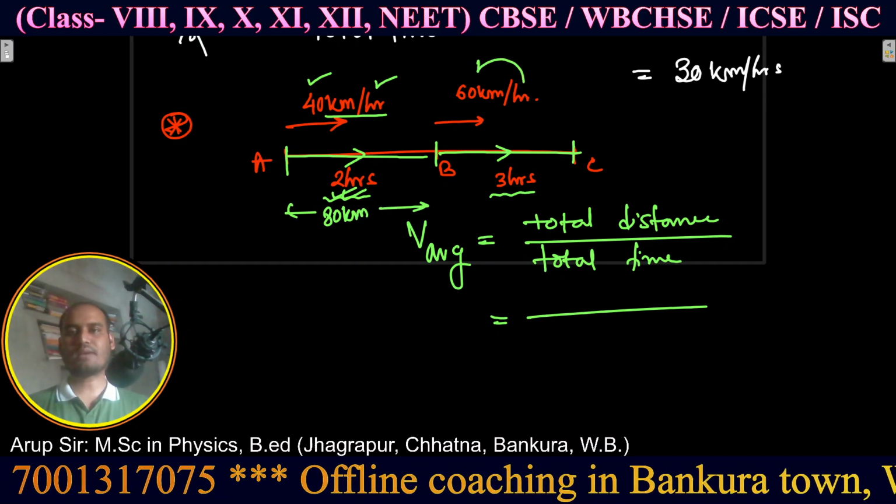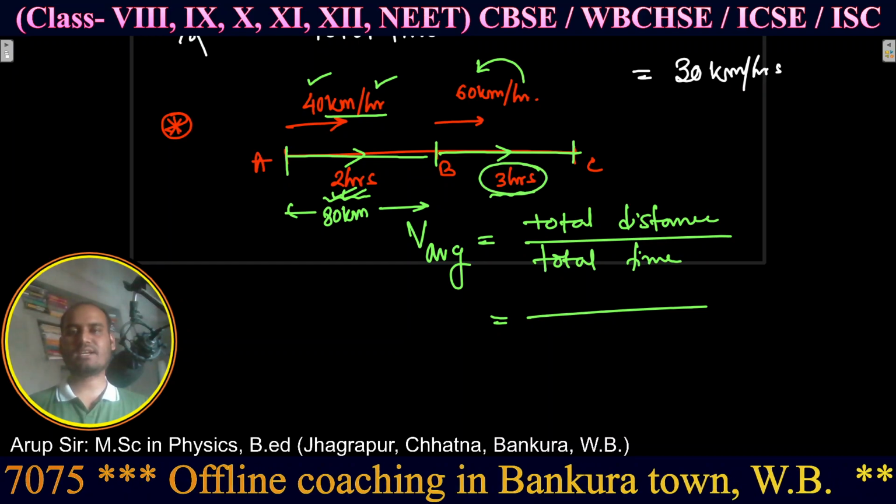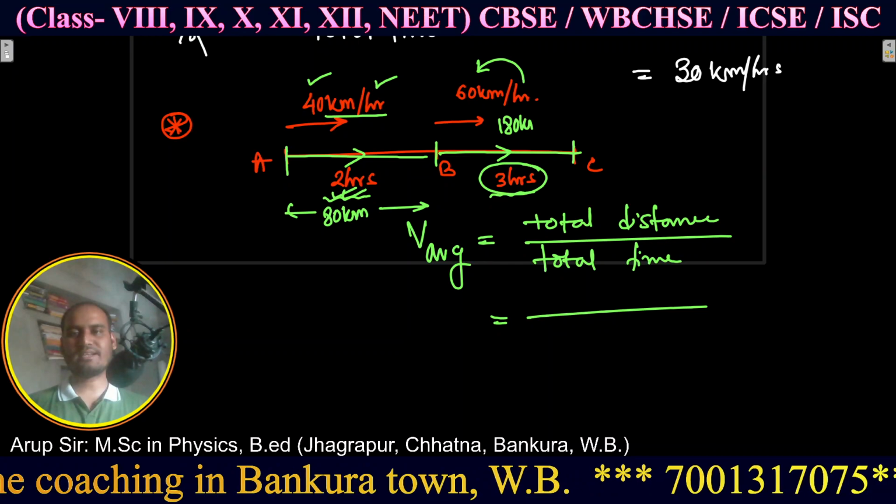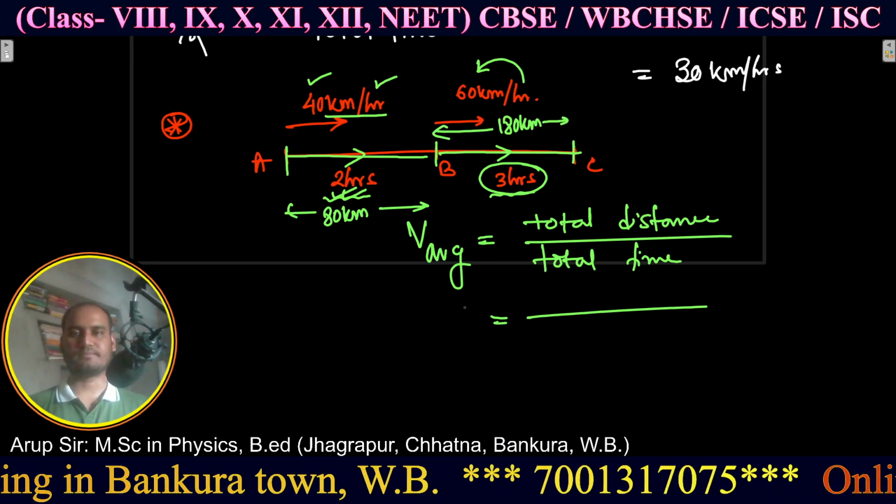Now for 1 hour it is covering 60 kilometers. So in 3 hours, how much path will it go? 180. So it can go 180 kilometers from B to C.